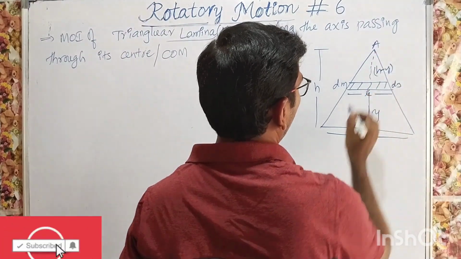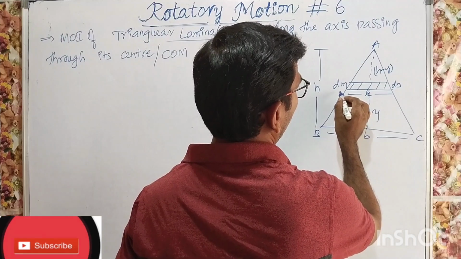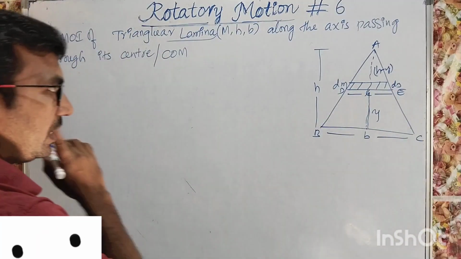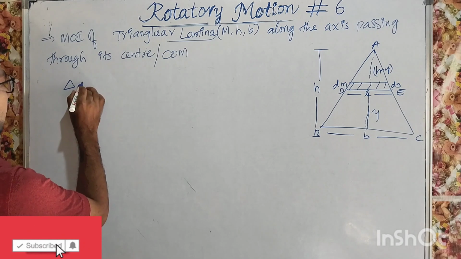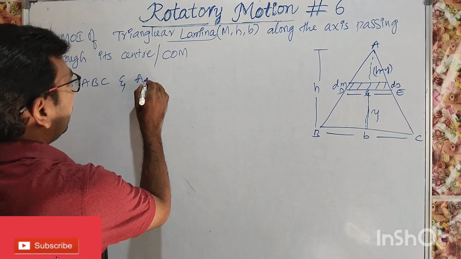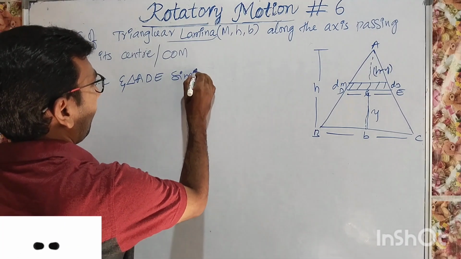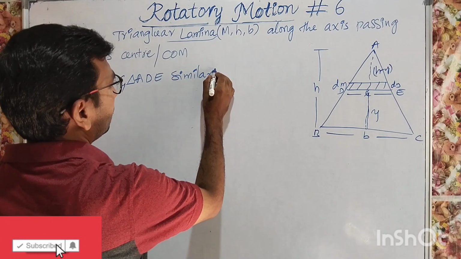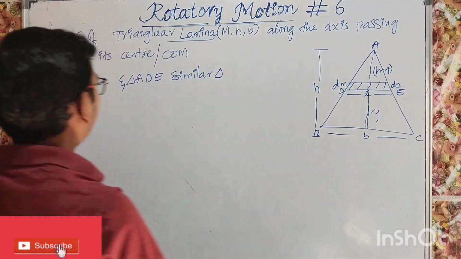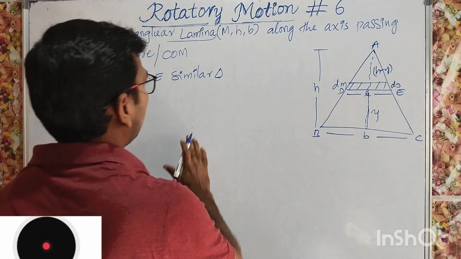I will consider points A, B, C, and this part D, E. So here, similar triangles: triangle ABC and triangle ADE. These two are similar triangles.